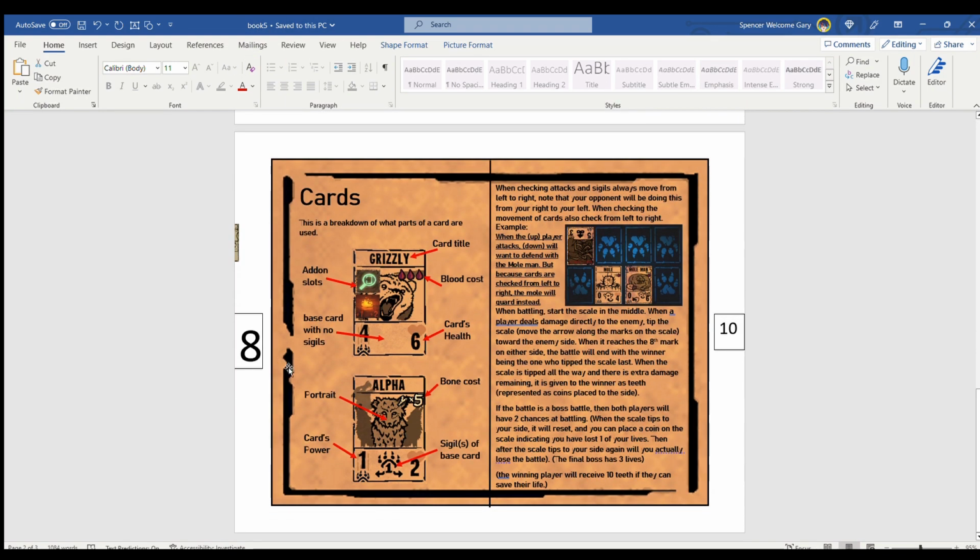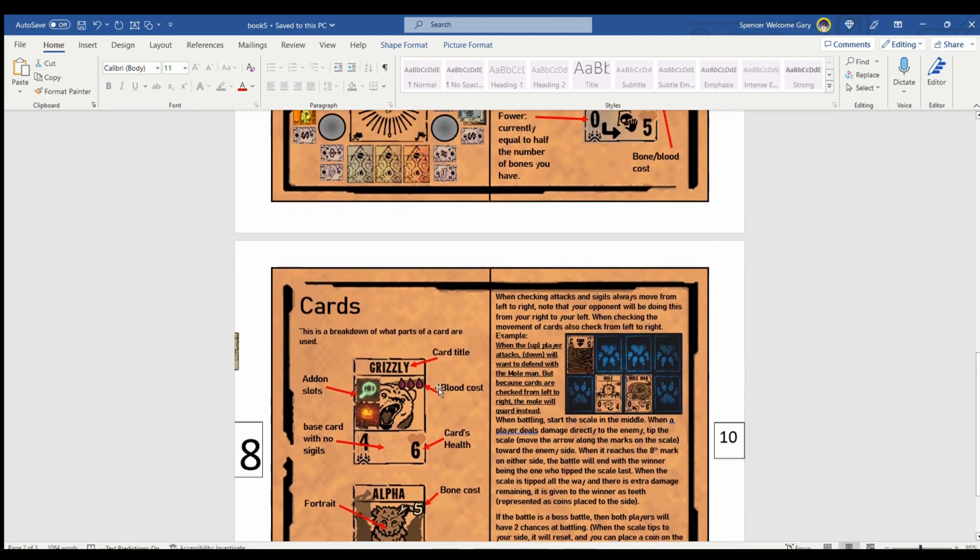Next we'll be leading into book 5, which has a few more pages than the other pages, but this one is page 8, again combining with the other page shown before, and this is just going to be a breakdown of each card, so explaining the add-on slots right here, the cost, which I explained, blood cost here and bone cost here. This is a picture of the portrait, and a card with no base sigils, sigils on a base card, card's power is here, card's health is here, and then the card title is right here.